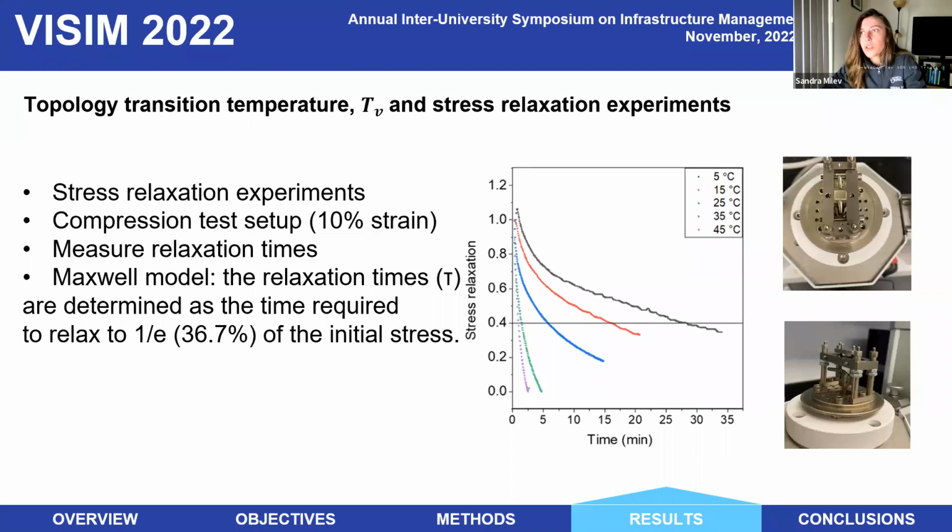Regarding the topology transition temperature, we intend to measure this and correlate it to self-healing efficiency. For that, stress relaxation experiments were used, and these experiments were done in compression by applying 10% strain and measuring relaxation times. Relaxation times were measured based on the Maxwell model, as the time that is required to relax the stresses to 37% of the initial stress.